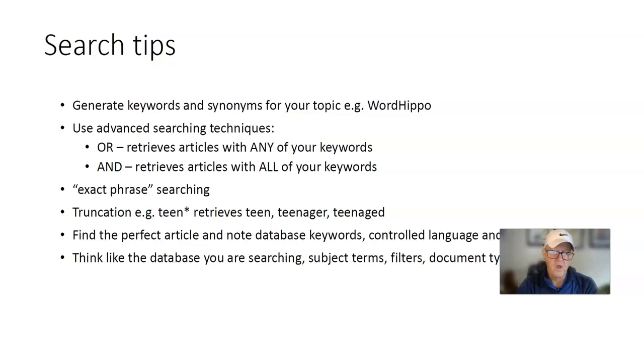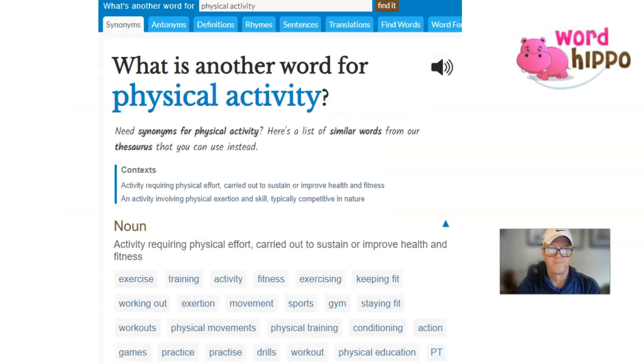Sometimes what I do is, if I find a perfect article, I look to the database and see what subject terms or controlled language they actually use, so that I'm thinking like the database and searching for similar sorts of concepts. Again, think like the database when you're searching. Use the subject filters for document types, for language, and for search concepts as well.